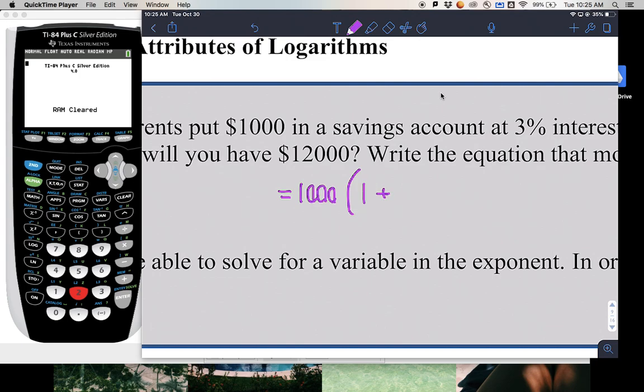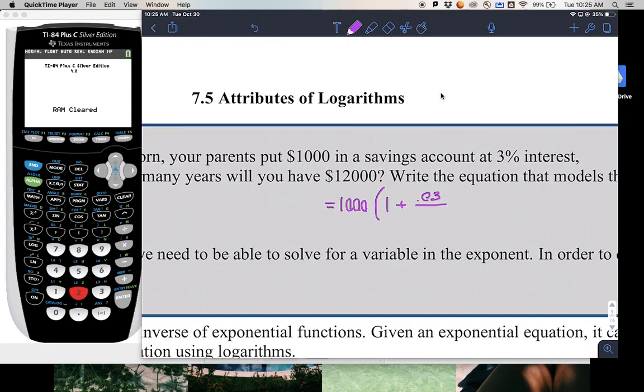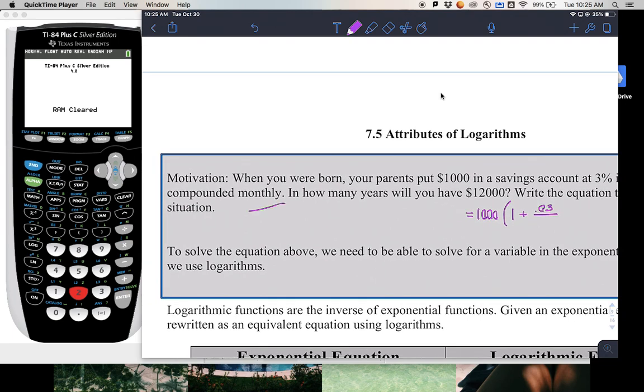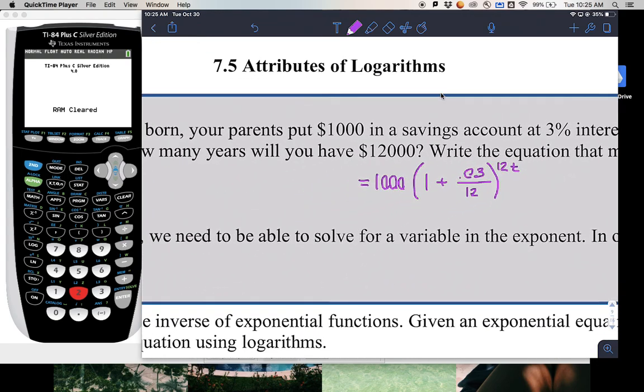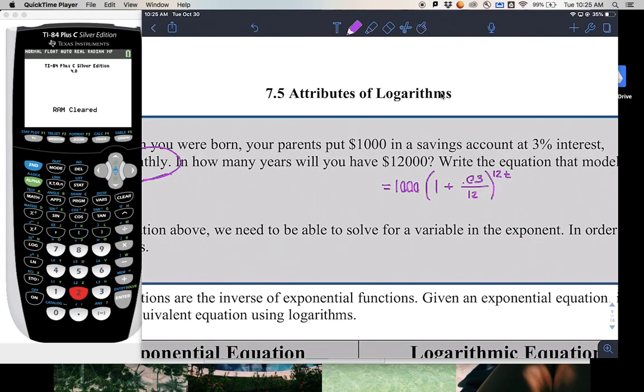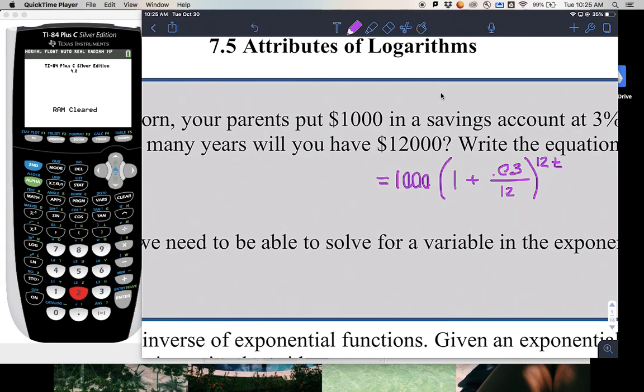You put your principal out in front, you go 1 plus the interest rate, or 0.03, and then you're going to divide that by the number of times you compound per year, which was monthly. So we'll put 12 down here, and then we'll raise this all to 12 times the time. The issue here is we don't know how much time is going to pass, but we know our final amount is going to be this $12,000 right here.